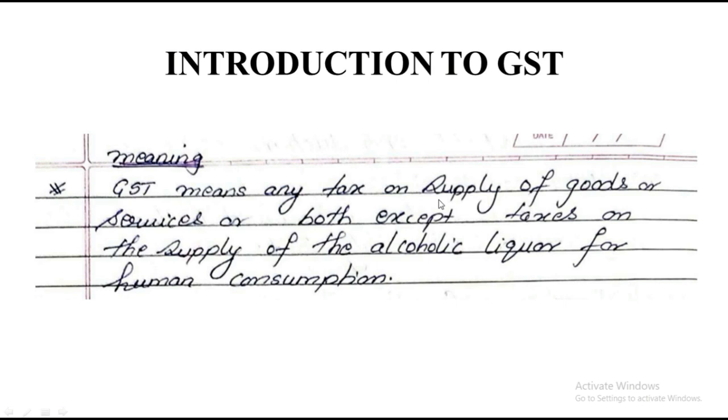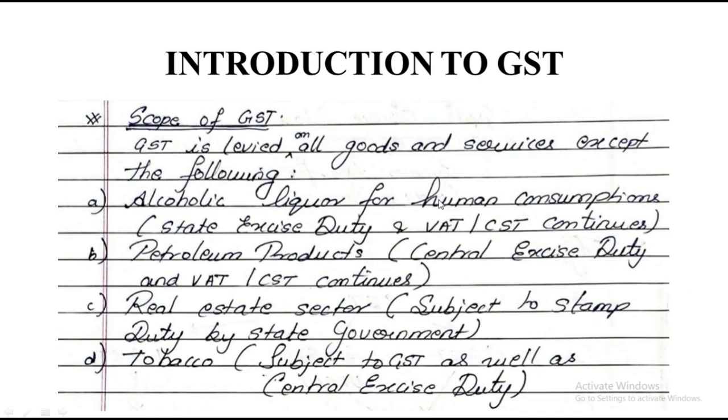In that meaning itself, they have also given you an exception: tax on supply of alcoholic liquor. So in GST there are a few things on which GST is not applicable. When we talk about goods and services, it covers everything available in India, but there are a few exceptions. So the scope of GST: GST is levied on all goods and services except the following. Number one, alcoholic liquor for human consumption. Why? Because on alcoholic liquor we have state excise duty and VAT, which is already continuing, so you cannot have another tax imposed on it.